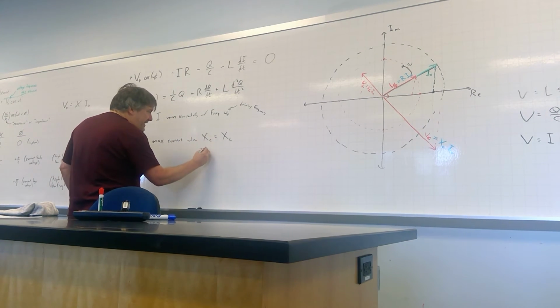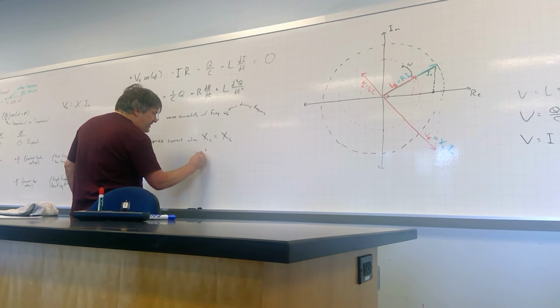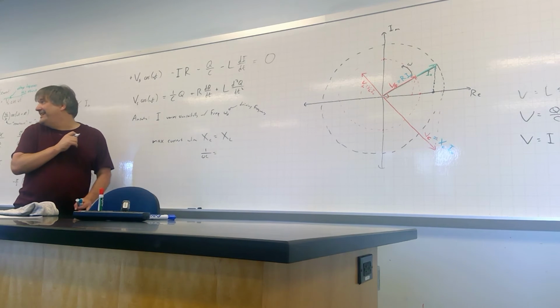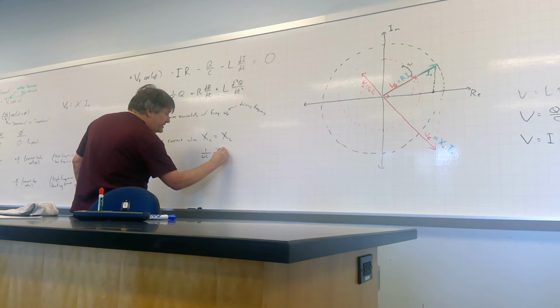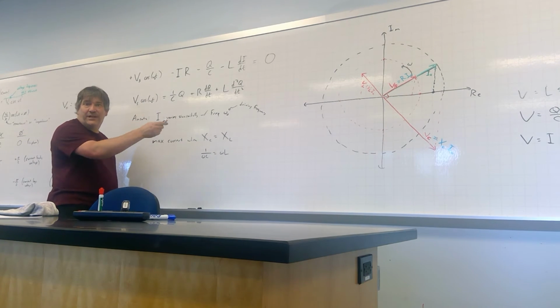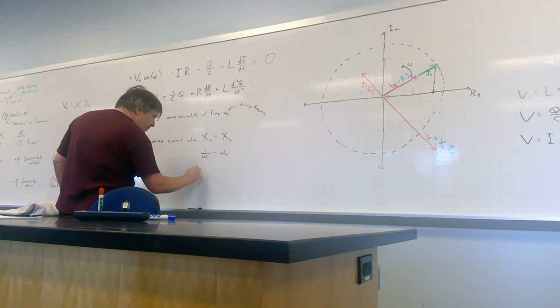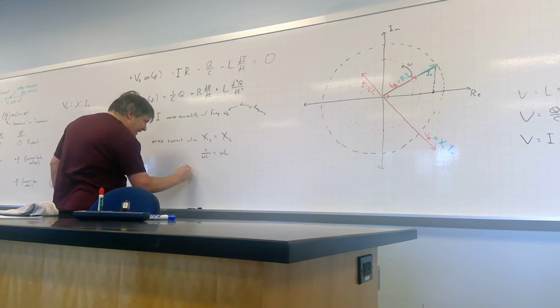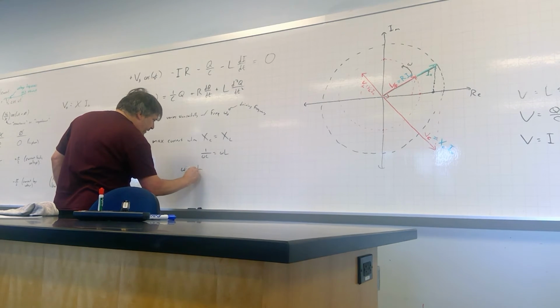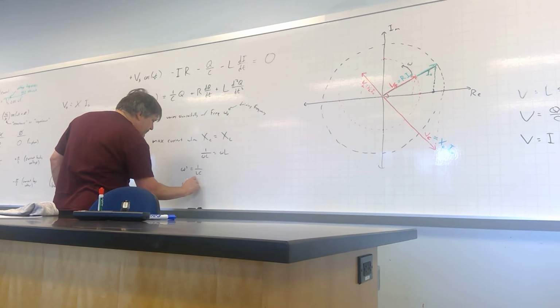Well, what do I have to do to make this happen? Impedance of the capacitor is 1 over omega C. Impedance of the inductor is omega L. I need to find a frequency where those two things are equal, so I solve this for omega. I multiply the omega up to that side, and I bring the L down to this side. So I get omega squared equals 1 over LC, or omega is 1 over root LC.